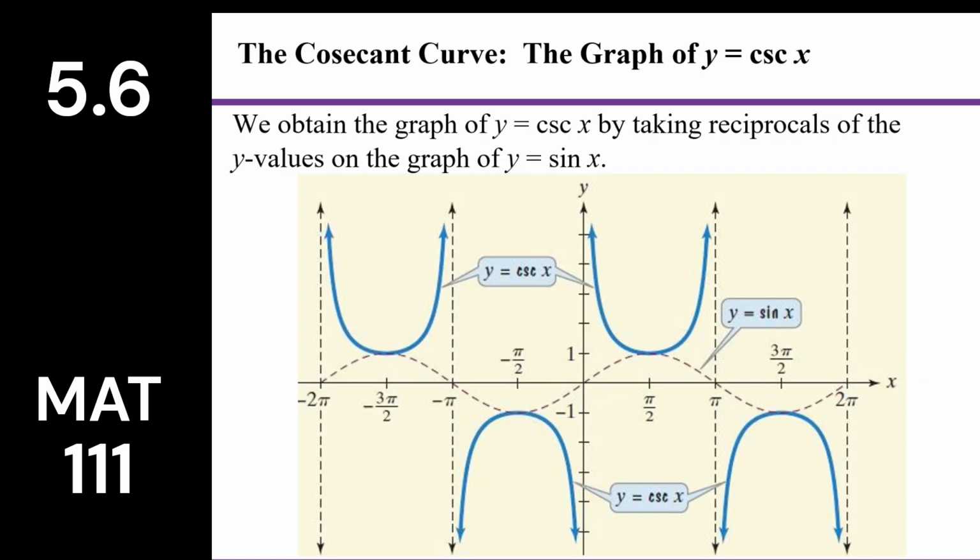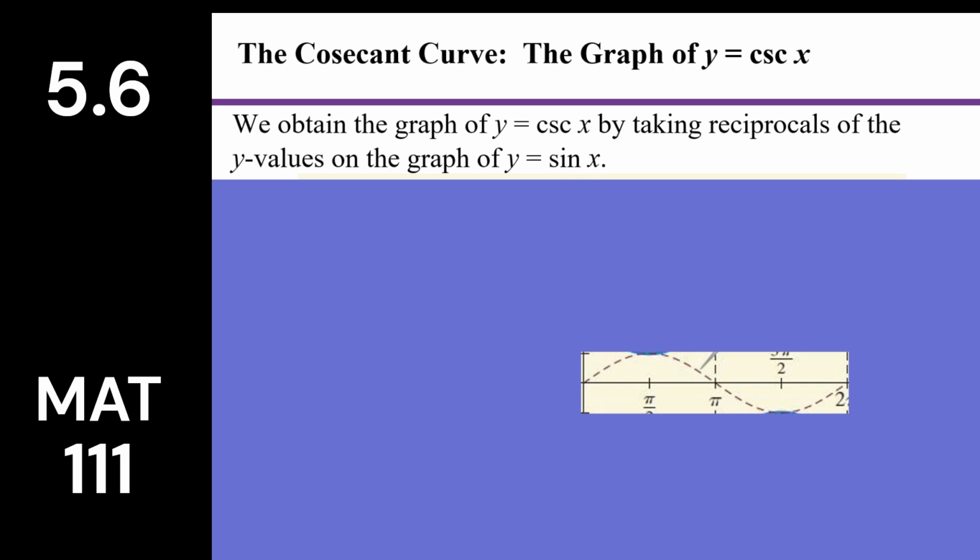So here's our graph of y equals the cosecant of x. Let's focus in on this portion right here. You'll notice the dotted line is our sine wave. Let me open the window just a little bit so we can see some of these key values. There's our sine wave, starting at 0, going up to a height of 1, coming back down to -1, and then finishing a cycle at 2 pi.